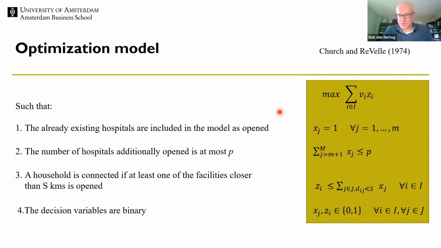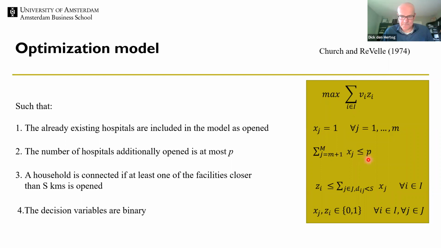So we maximize the total number of people that have a center within S kilometers. Z_i is 1 if the household is covered by a center, V_i is the number of people living there. So this is the total number of people that have a center closer than S kilometers, say 5 kilometers. X_j is 1 for those locations where we already have a center, so we put that variable equal to 1. And the total number of new facilities that we can place is at most P, so the sum of X_j is at most P.